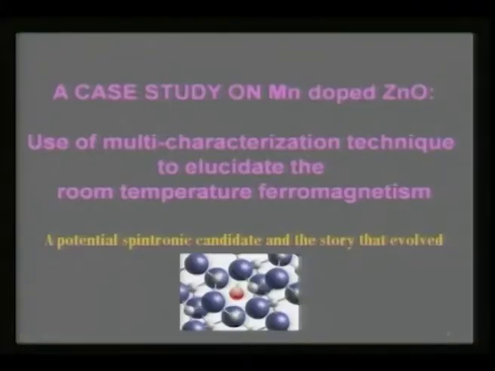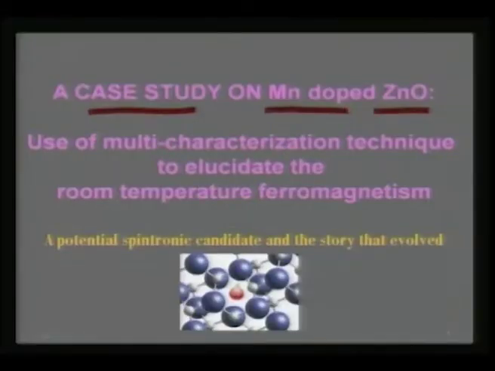So, in today's lecture we are going to look at a case study on zinc oxide which is doped with manganese. In the last 7 years, this particular study has brought in a lot of research focus, mainly because it addressed one of the very sensitive areas called spintronics.